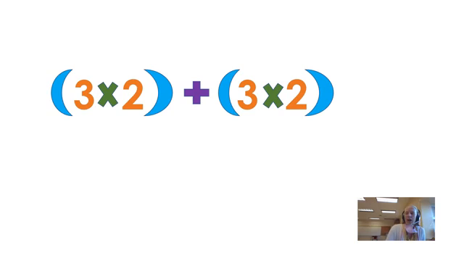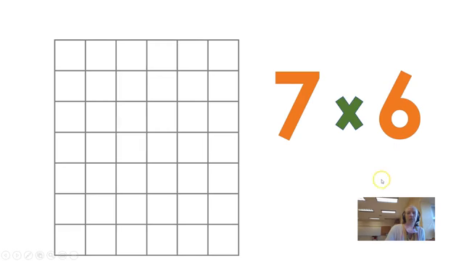Notice I did not break up the 3. That is why the 3 is still part of my distributive property. Distributive property is when you only break up one of the factors. Now let's look at 7 times 6. I have my array to the left of 7 times 6.